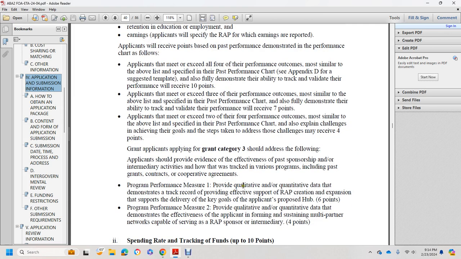Program performance measures. 1. Provide qualitative and quantitative data demonstrating the track record of providing active support for registered apprenticeship creation and expansion, in support of the delivery of the key goals for the applicant's proposed hub. 6 points.